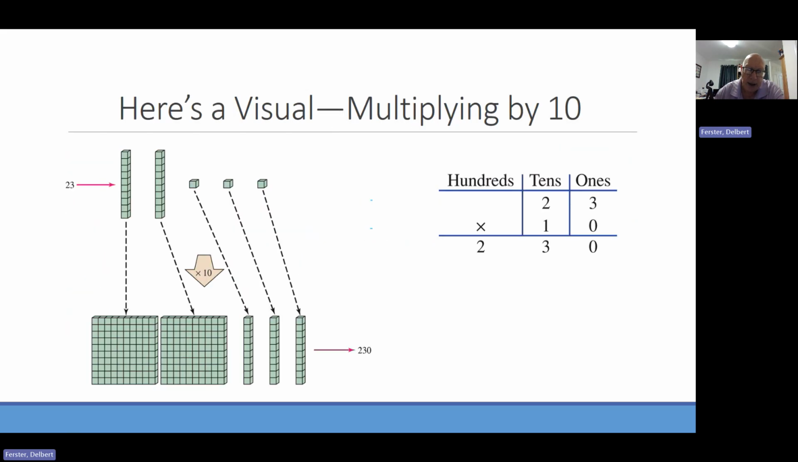We had 2 sticks times 10 got us 2 flats. 3 singles times 10 got us 3 sticks. So the answer would be 230.